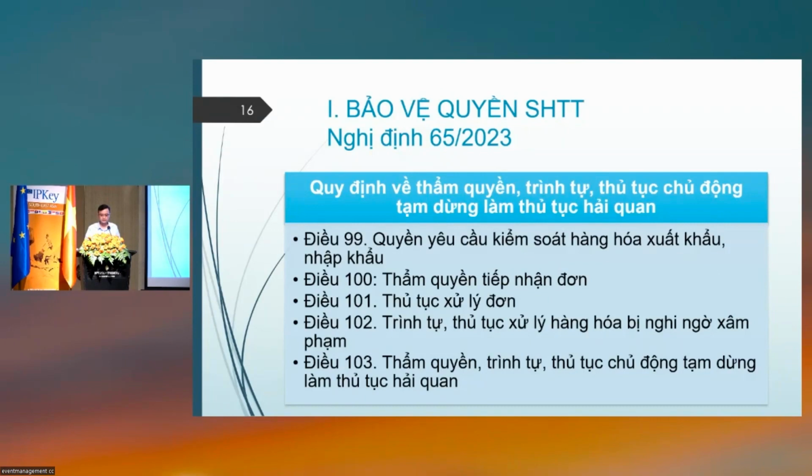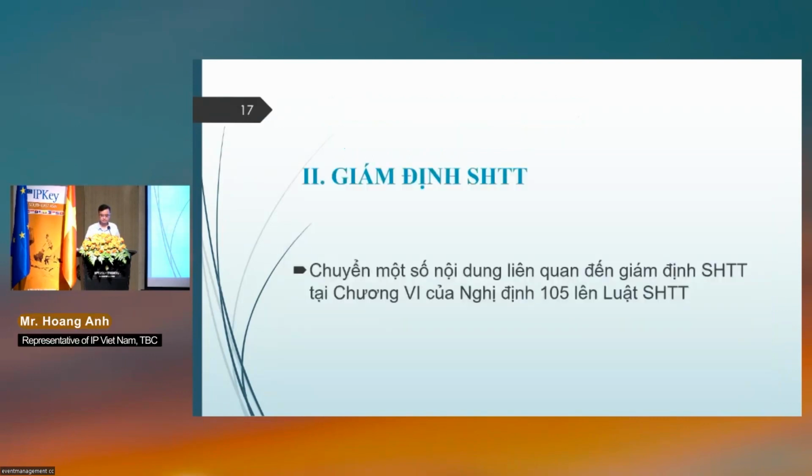You can see here some articles speak about that. Article number 99 on the right to require the control of import-export goods. Article number 100 on the competent authority to receive the dossier, 101 and so on.